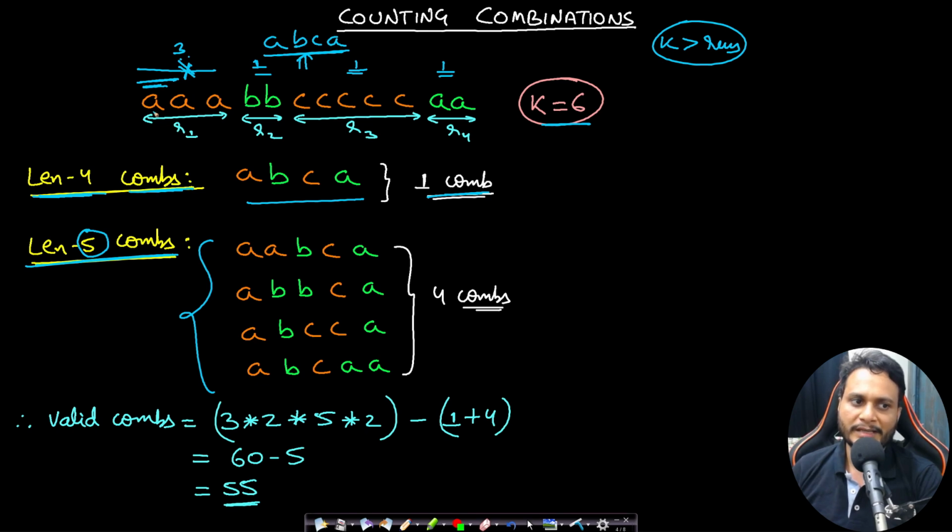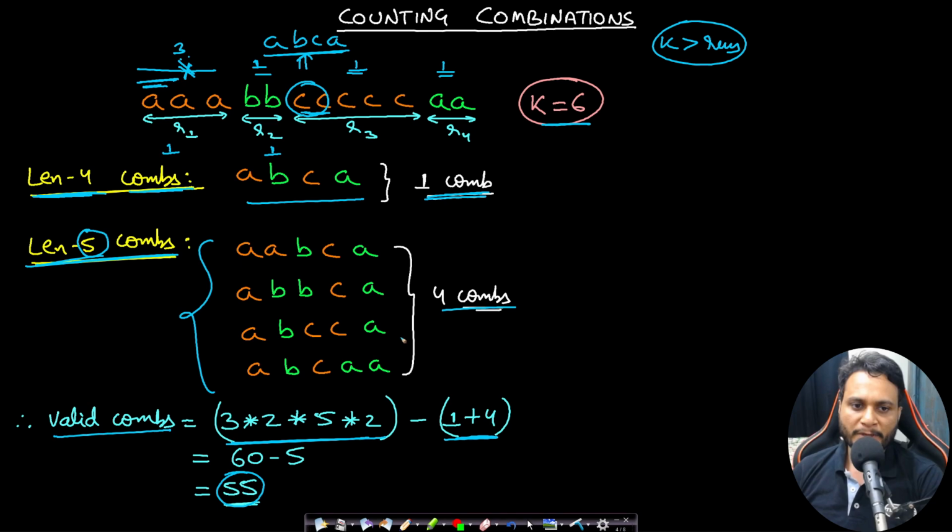For the same reason, let's say that you had included 1 A, 1 B, then how many C's can you include? You can include 1 C or 2 C's, but you cannot include 3 or more C's, because if you do that, then the length will exceed 5. Okay. So I hope you have got an understanding: if I have one combination of length 4 and 4 combinations of length 5, then I will get the valid combinations by subtracting the invalid combinations from the total combinations, and the answer will be 55 in this case.